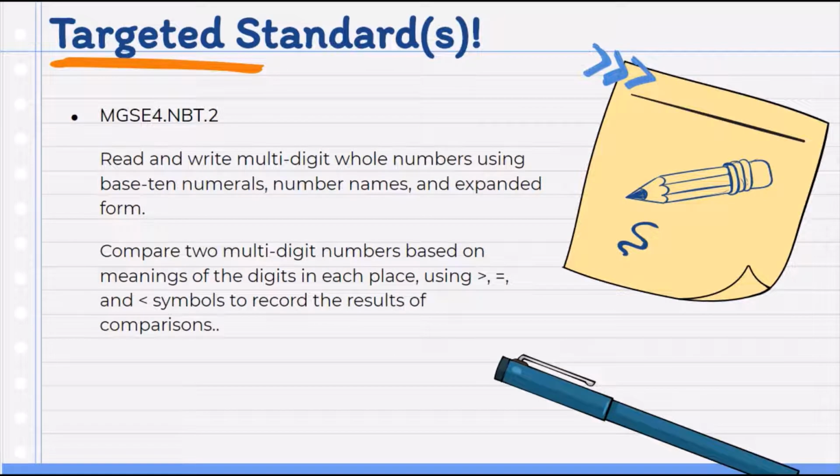Now today, our targeted standard that we'll be looking at in our lesson is Numbers in Base 10, the second standard, which says read and write multi-digit whole numbers using Base 10 numerals, number names, and expanded form. And the bulk is going to be here in the second part of the standard where it says compare two multi-digit numbers based on meanings of the digits in each place using greater than, equal to, and less than symbols to record the results of comparisons.